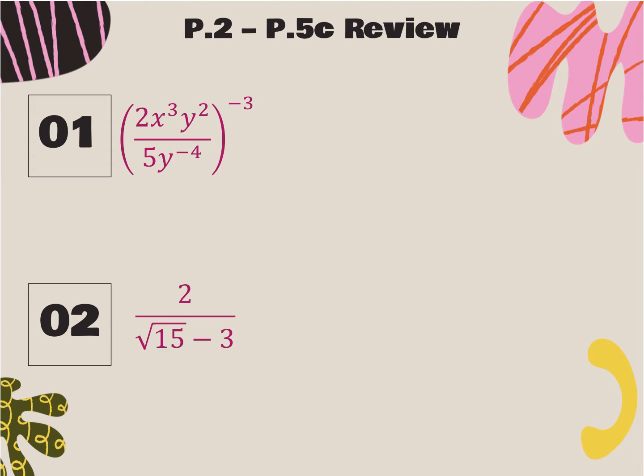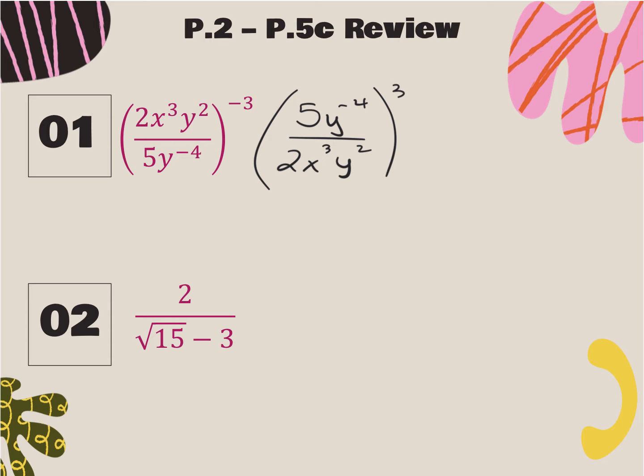Okay, so for number 1, I'm going to go ahead and take care of the negative exponent first. I'm just going to flip it. I'm going to keep everything exactly how it is, and flip it to the reciprocal. But then now my power of 3 is positive. Now what I can do is just apply the power of 3 to everything.